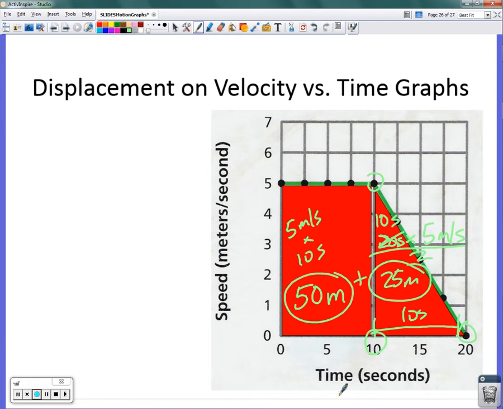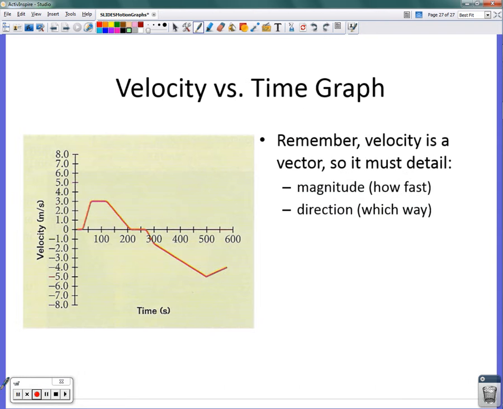Okay? One last thing on velocity graphs. More often than not, you're going to see velocity graphs that show up on the positive side of the x-axis and on the negative side of the x-axis. That's okay. Remember, velocity is a vector quantity. So it has to tell us two things. It has to tell us the magnitude, or how fast something is going, but it also has to tell us the direction, which way it's going.